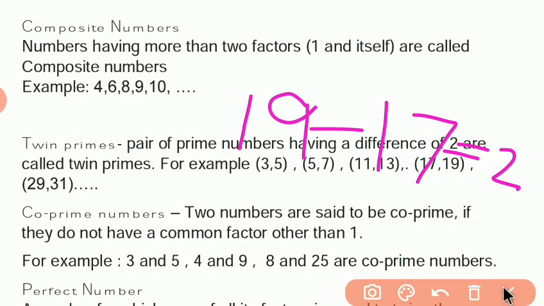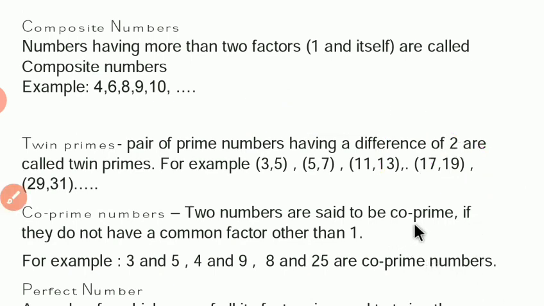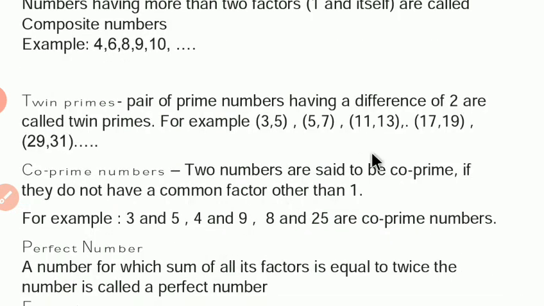Then co-prime numbers. Numbers are said to be co-prime if they do not have a common factor other than 1. It means first we'll find the factors of 3 and 5.